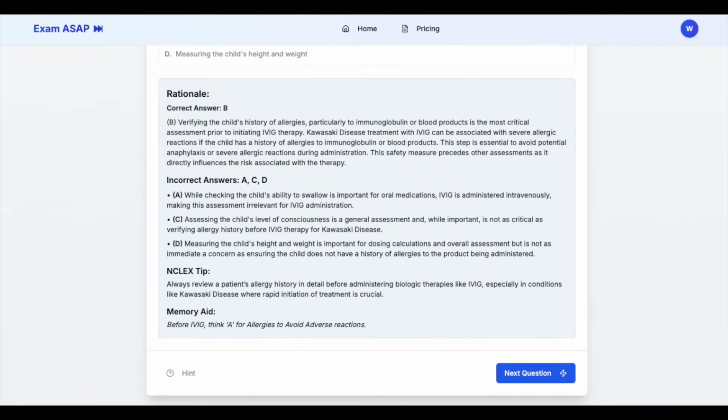Rationale. Verifying the child's history of allergies, particularly to immunoglobulin or blood products, is the most critical assessment prior to initiating IVIG therapy. Kawasaki disease treatment with IVIG can be associated with severe allergic reactions if the child has a history of allergies to immunoglobulin or blood products. This step is essential to avoid potential anaphylaxis or severe allergic reactions during administration. This safety measure precedes other assessments as it directly influences the risk associated with the therapy.